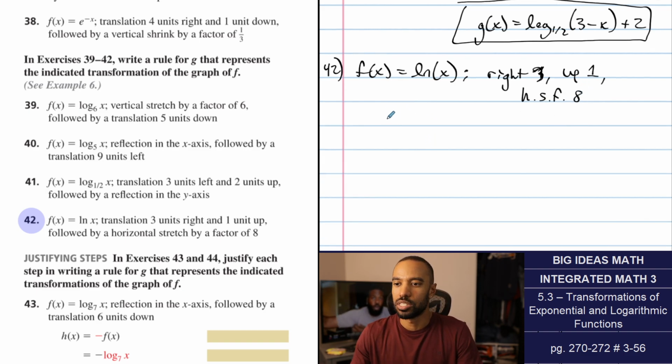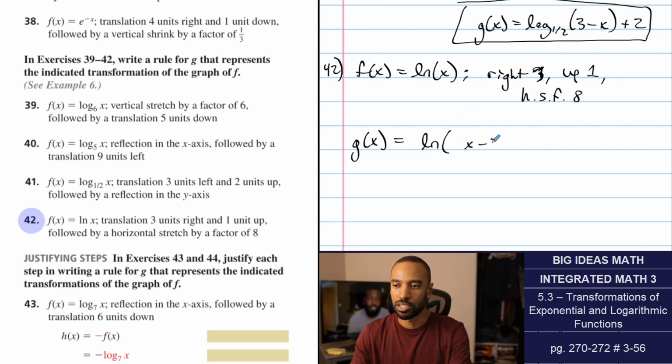If you follow what we did before, we can probably do this in one step. This is the natural log of right 3. We're going to go x minus 3. Oh, hold on. I want to leave some space here. We're going to go x minus 3. 1 up will be a plus 1 from there.